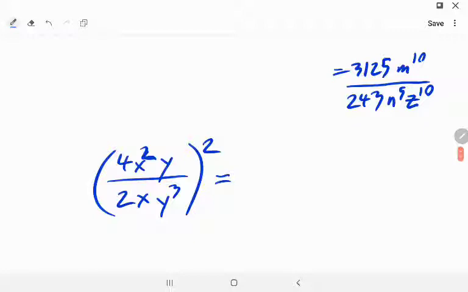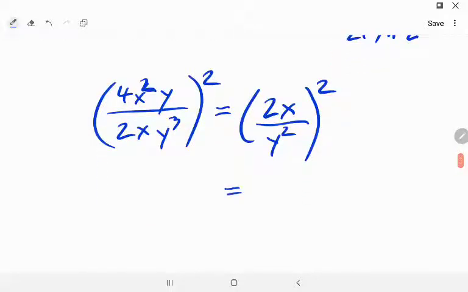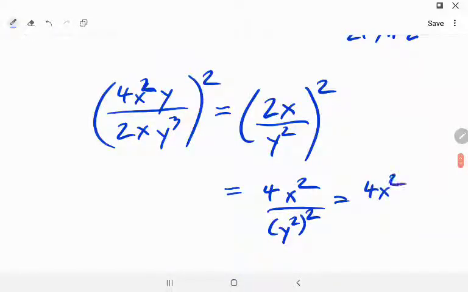We notice that 4 divided by 2 is going to give us 2. X squared divided by x gives us x. Y divided by y cubed gives us a y squared in the denominator. And if we square that, we're going to get 4x squared divided by y squared squared, which gives us 4x squared divided by y to the 4th.